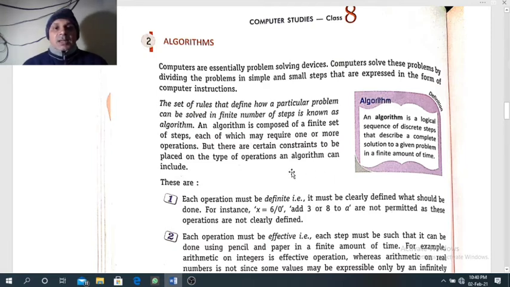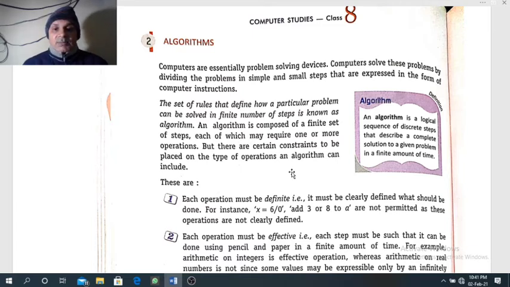Computers are essentially problem solving devices. Computers solve these problems by dividing the problem into simple and small steps that are expressed in the form of computer instructions. A set of rules that define how a particular problem can be solved in a finite number of steps is known as an algorithm. It means to solve a problem, whatever steps are required, if we write all the steps in a sequence and the number of steps is definite, then it is known as an algorithm.